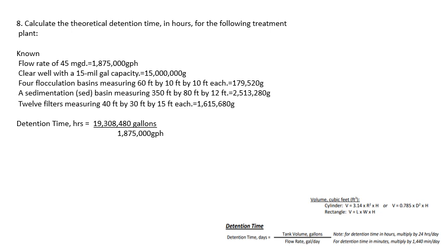We're going to add the volume of your clear well, your flocculation basins, your sedimentation basins, and your filters together, which is going to give you 19,308,480 gallons divided by 1,875,000 gallons per hour.